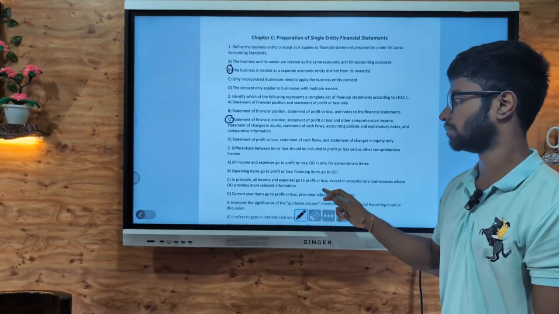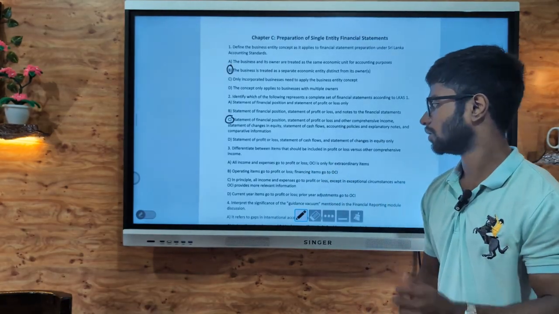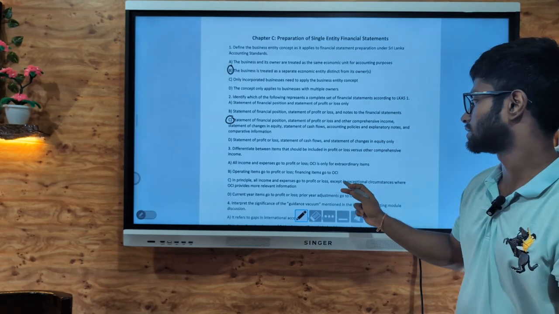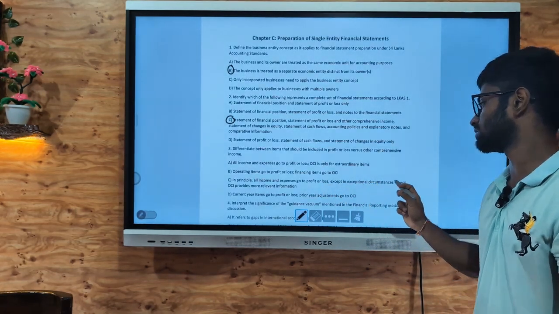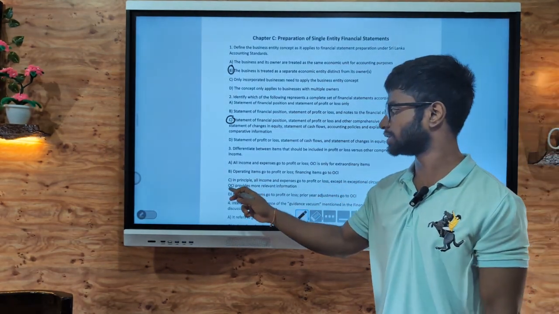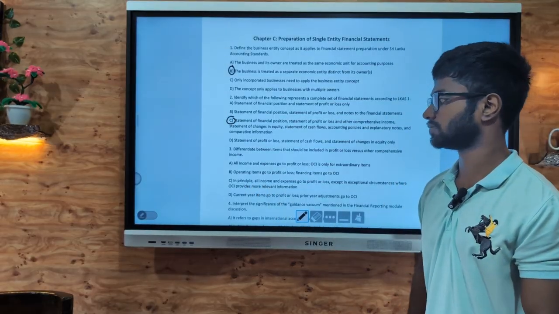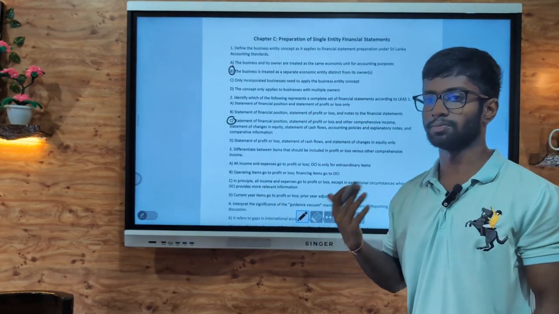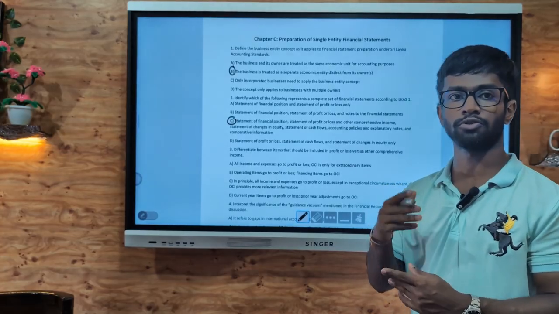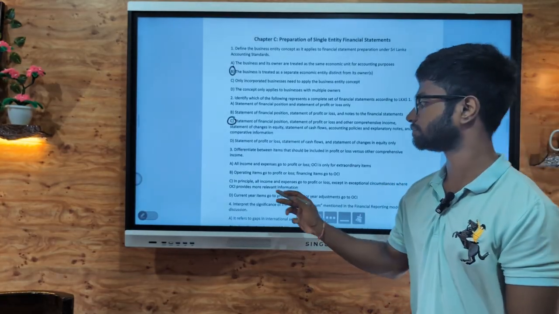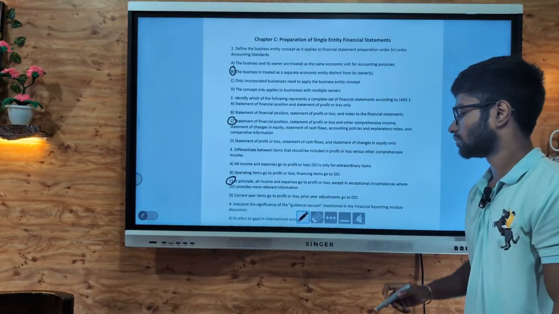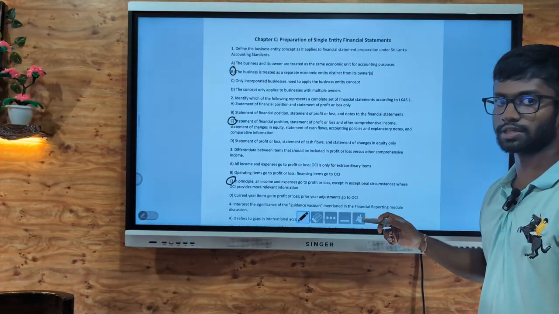Financing items are other comprehensive income. That is wrong. All income and expenses go to profit or loss, except in exceptional circumstances where other comprehensive income provides more relevant information. That is so, no? If there is more information related to other comprehensive income, those would go to other comprehensive income. So it should be C. Then we can move on to the next section.